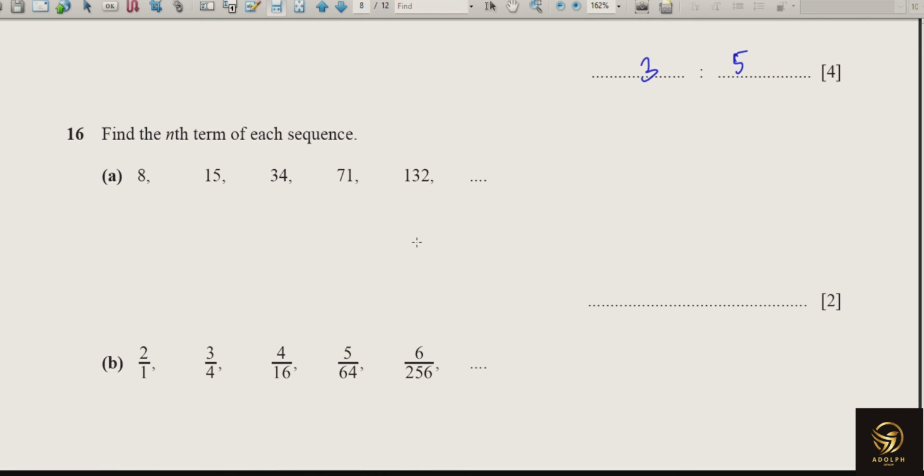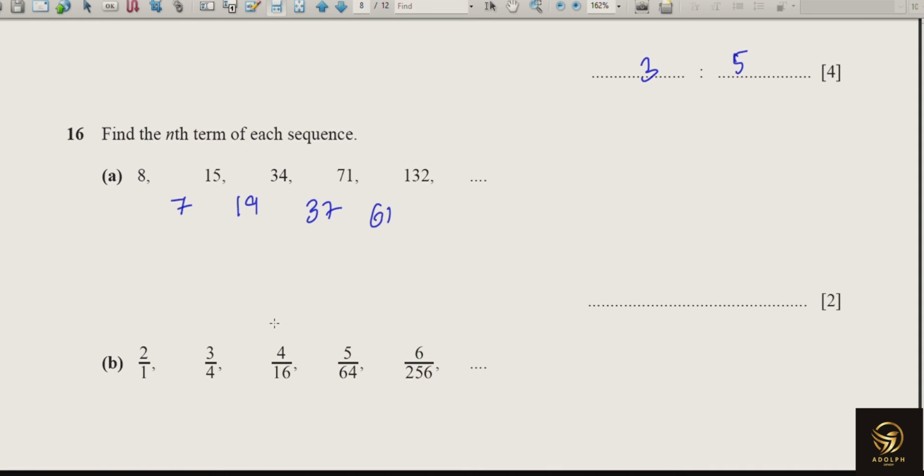It's 8, 15, 34, 71. So yeah, clearly we can see that it's a cubic sequence. Let's try to relate it. We'll go with the method, no problem. Here 7 is extra, here 19 is extra, and 71 minus 34 is 37 extra, 132 minus 71.